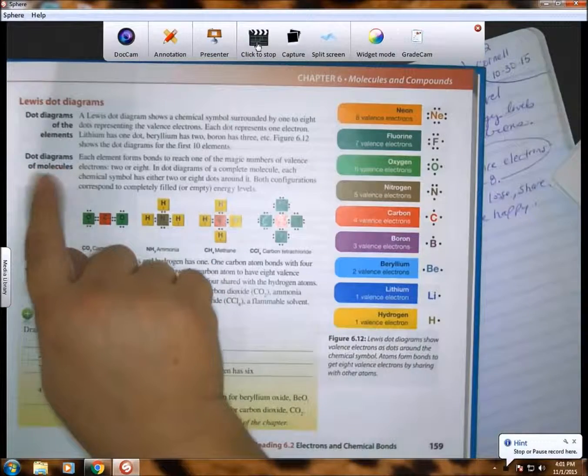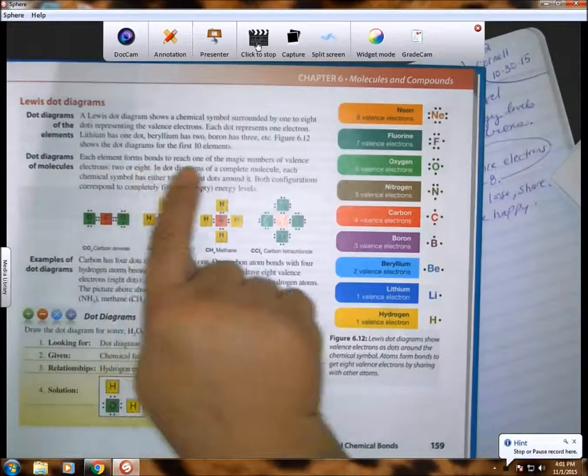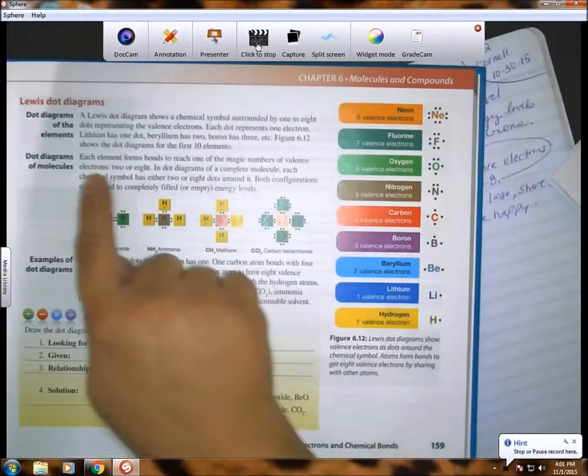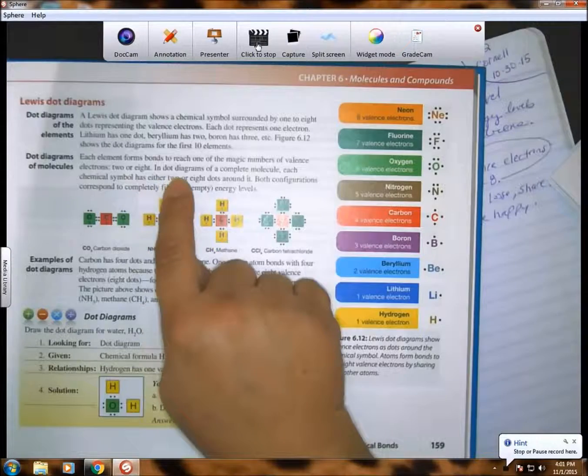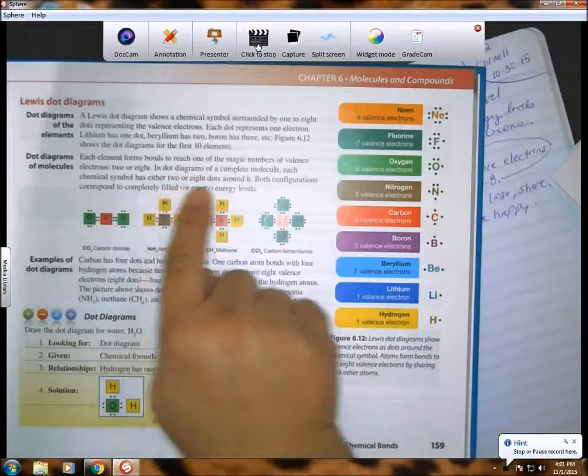Dot diagrams of molecules. Each element forms bonds to reach one of the magic numbers of valence electrons, 2 or 8. In dot diagrams of a complete molecule, each chemical symbol has either 2 or 8 dots around it.